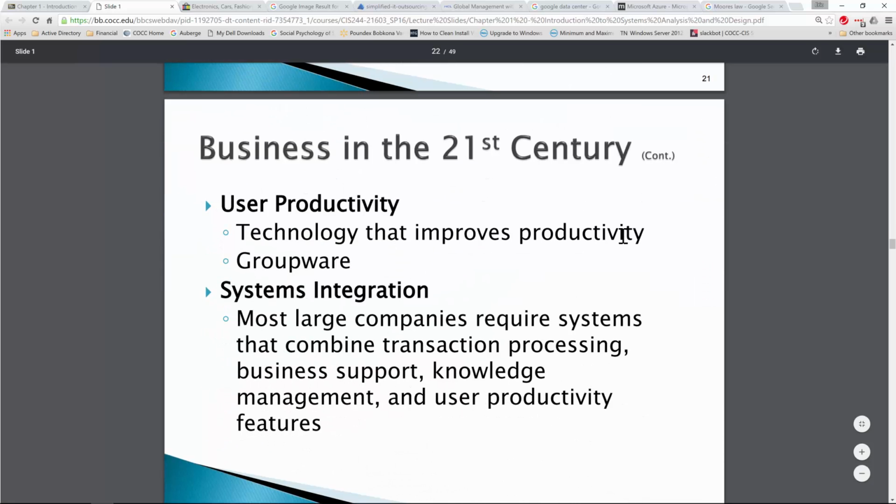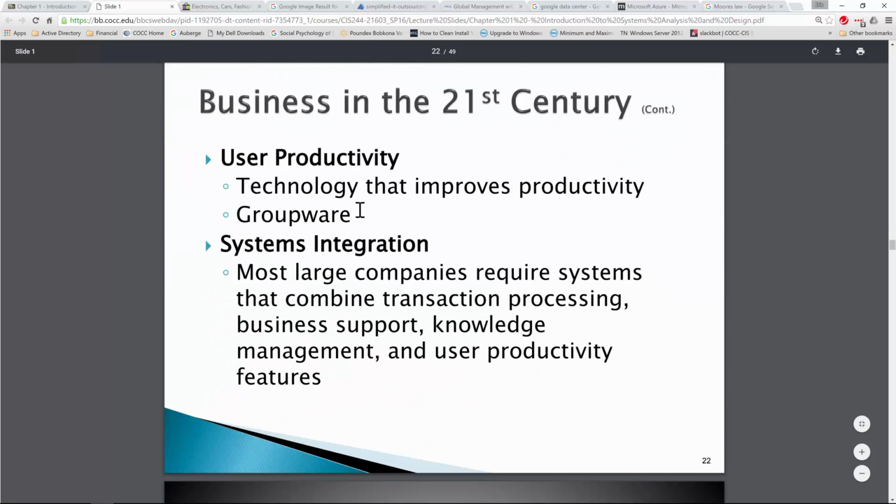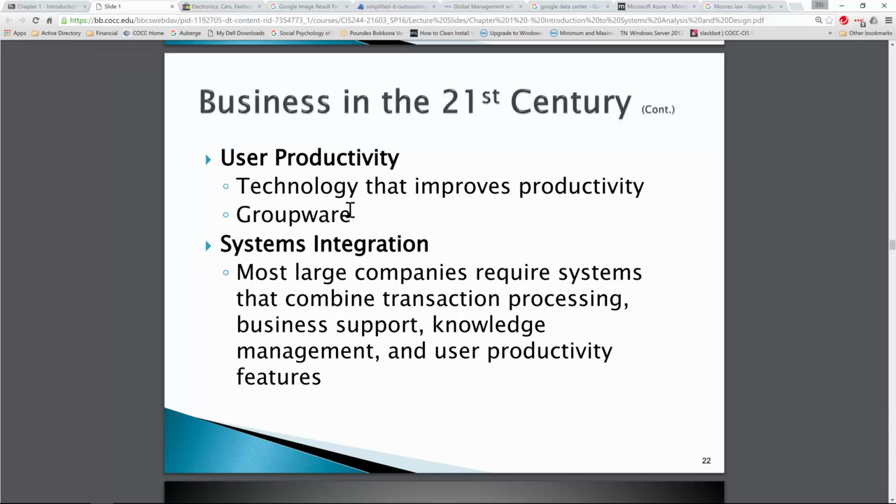So user productivity, technology that improves productivity, groupware. Microsoft Office Suite, for example. The Office 365 is another great example, where we have integrated calendaring and tasks and email and assigning emails and assigning tasks and calendar. It all plays together to create a productive environment in which to conduct business.